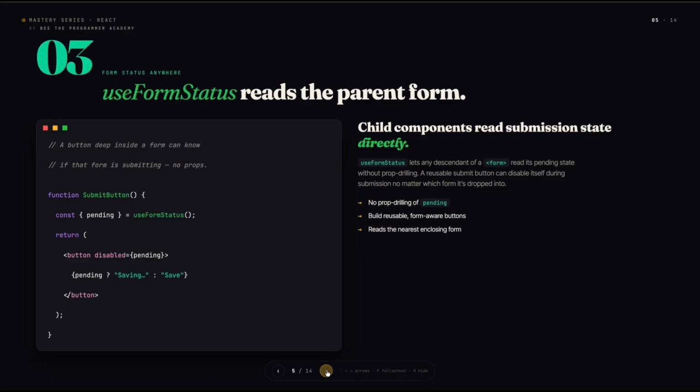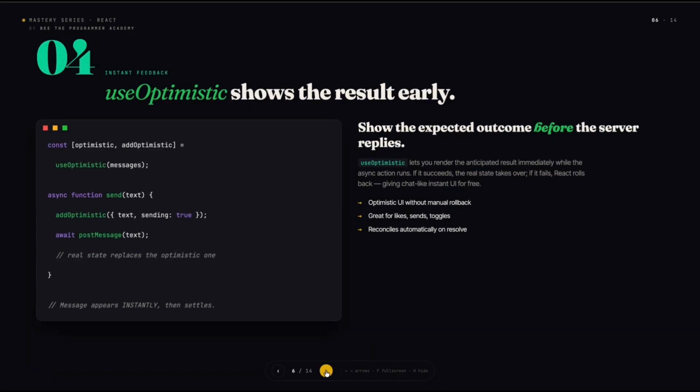Okay. Number 4, useOptimistic shows the result early. So we show the expected outcome before the server replies. The useOptimistic hook lets you render the anticipated results immediately while the async action is still running. If it succeeds, the real state takes over. If it fails, React rolls back, giving us a chat-like instant UI for free.